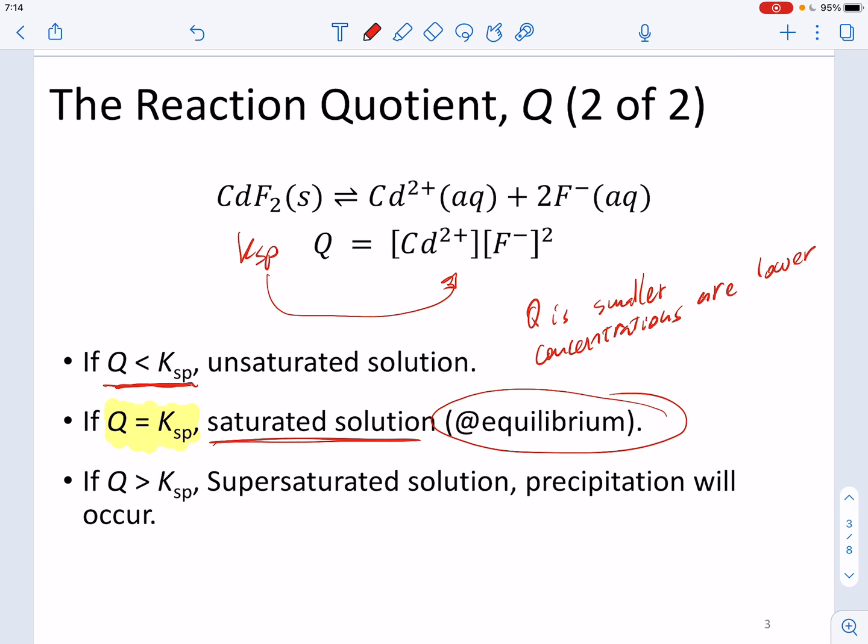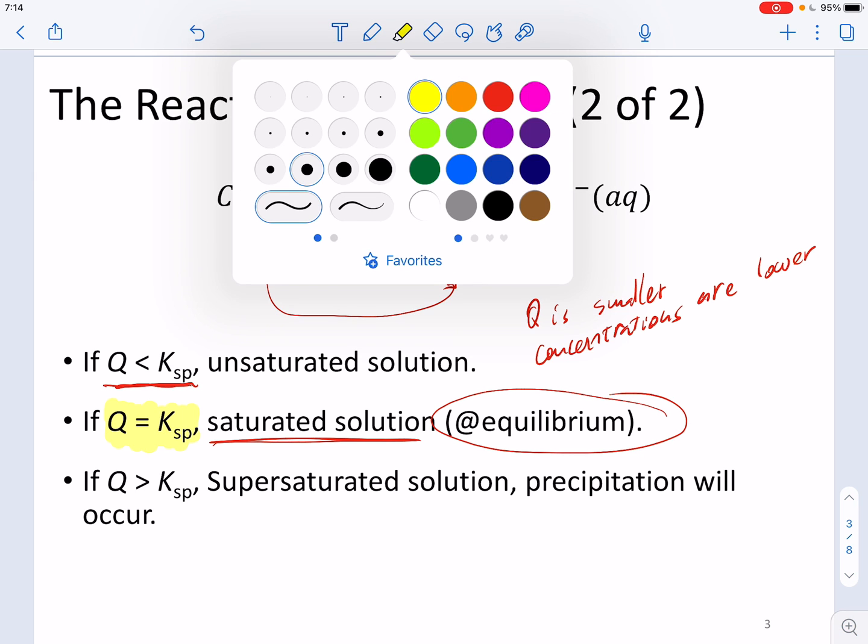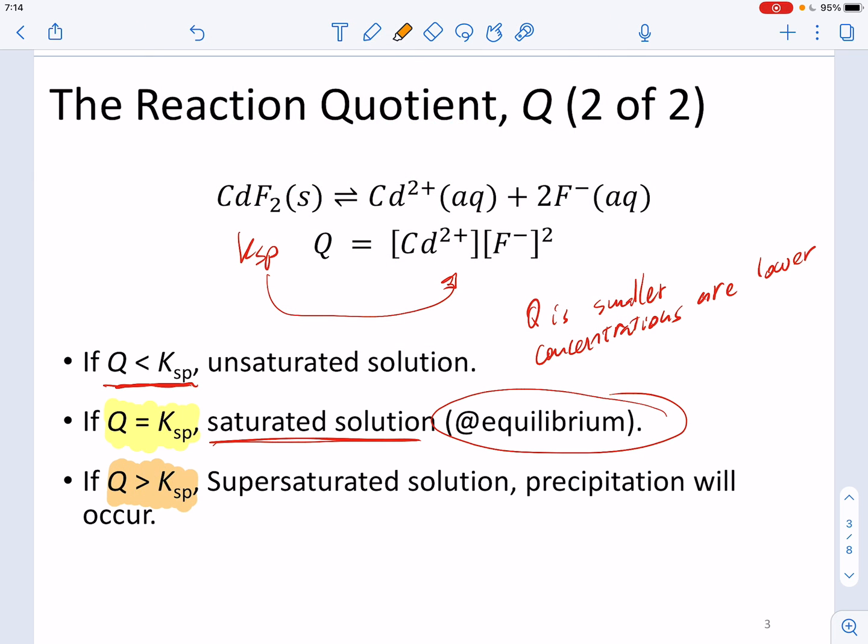Now, in the case that Q is larger than your constant, this means that concentrations are higher than they are supposed to be. And if they are higher than they are supposed to be, what does that mean? Well, you have concentrations that are higher than the molar solubility. The molar solubility is the maximum amount that you can dissolve in water. Q larger than KSP means you are past the molar solubility. You have dissolved probably more than required. That will give you a supersaturated solution.